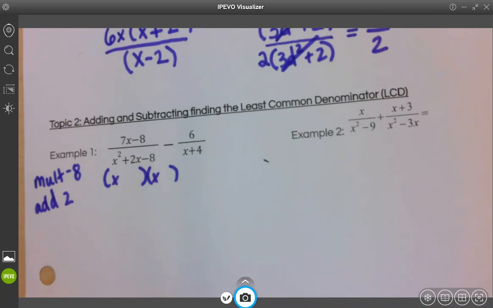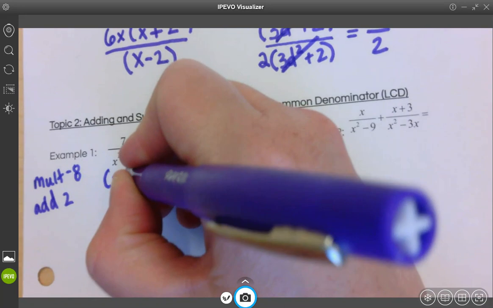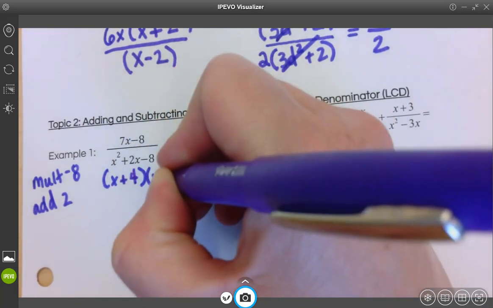Okay, anybody have them? 4, -2. Are those the right numbers? Do they multiply to make -8? And do they add to make 2? Yes. They just want to let you do the thinking.